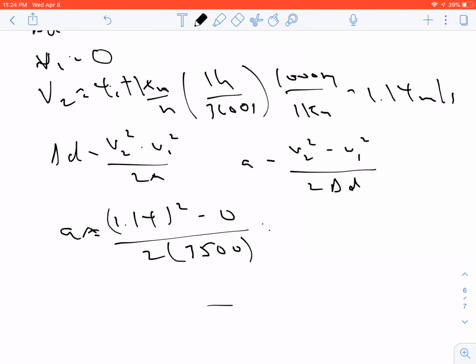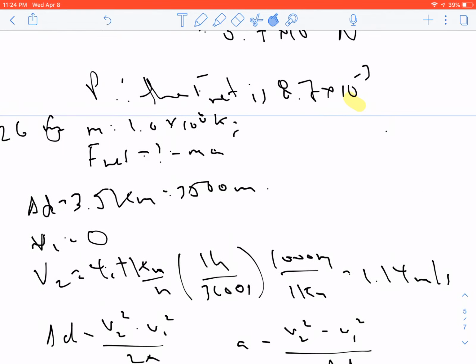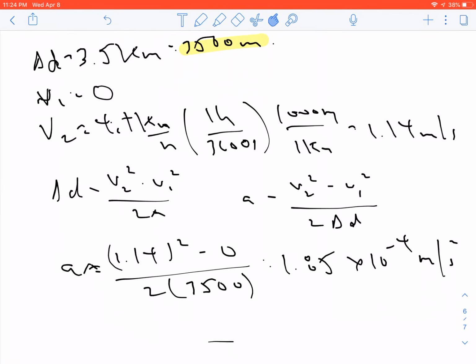And I'm getting 1.85 times 10 to the negative 4 meters per second squared. And now I can go back and solve for F net using ma because I know the mass and I know my new acceleration. So I can actually go in and solve for F net.